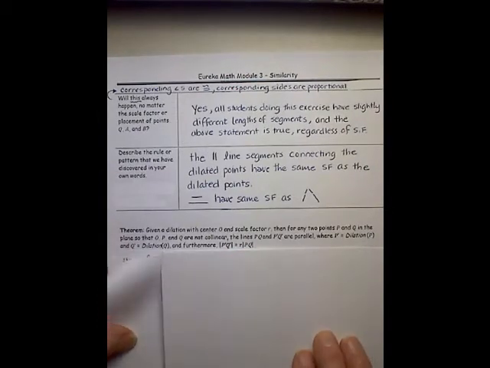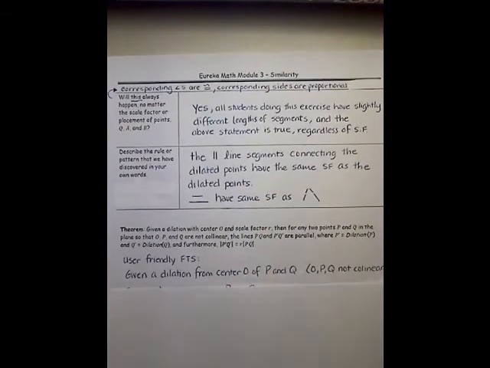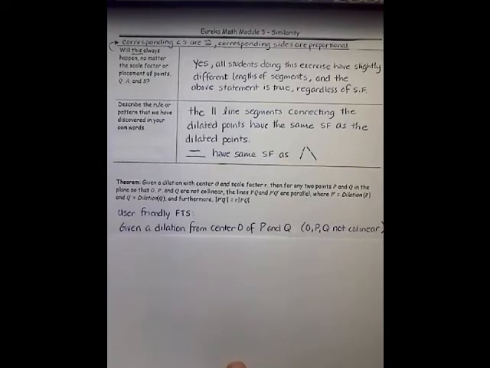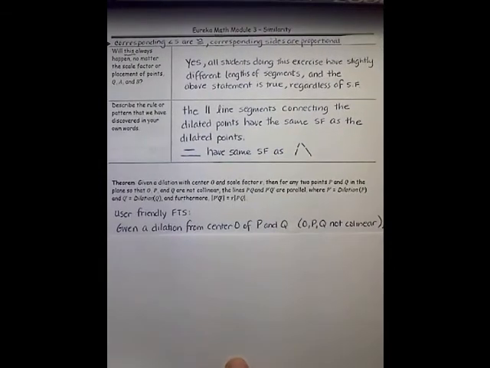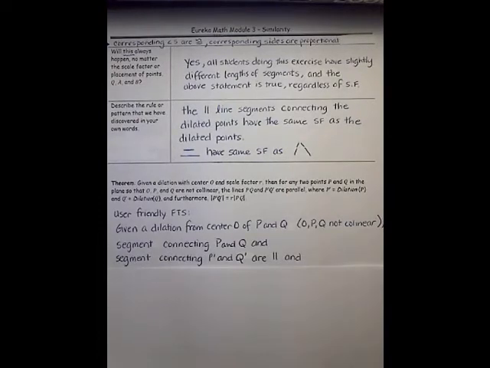So here it is in user-friendly terms. Given a dilation from center O of P and Q, where O, P, and Q are not collinear, we know that the segment connecting P and Q and the segment connecting P prime Q prime are parallel and have the same scale factor as OP and OP prime and OQ and OQ prime.